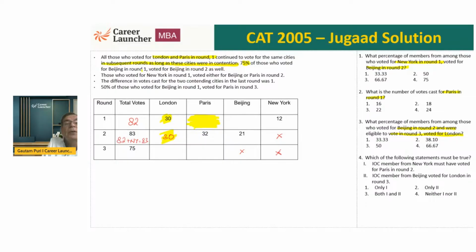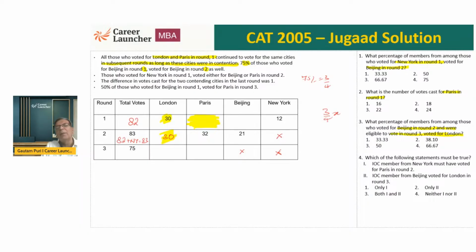75% of those who voted for Beijing in round 1 voted for Beijing in round 2 as well. So, what is 75%? Equal to 3/4. How many voted for Beijing in round 1? If I say X voted for Beijing in round 1, that means there should be 3/4 X.